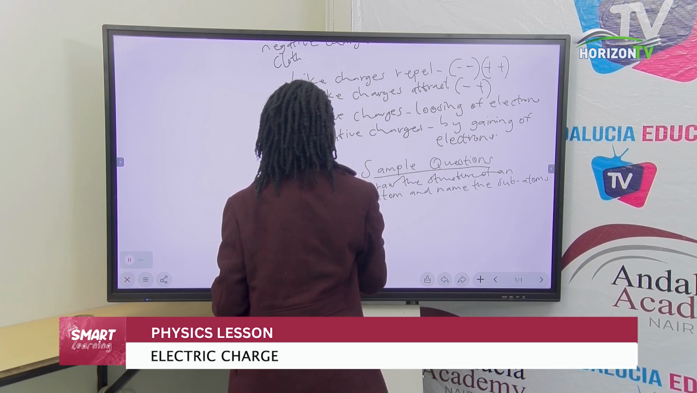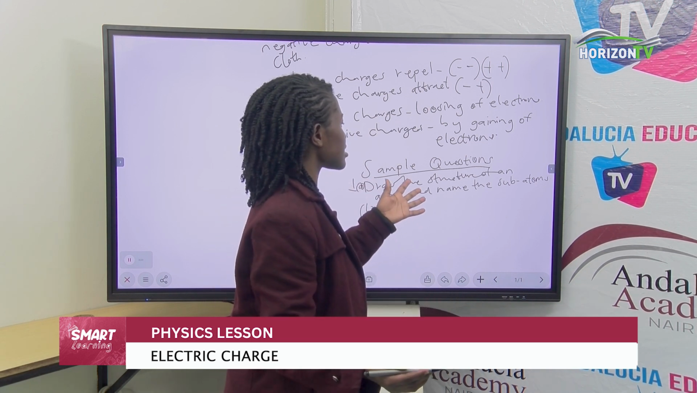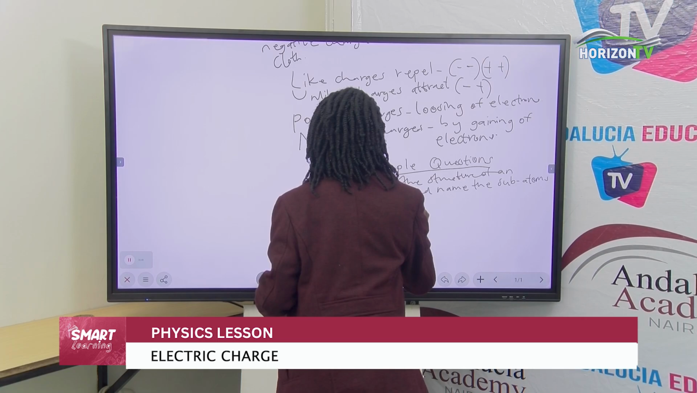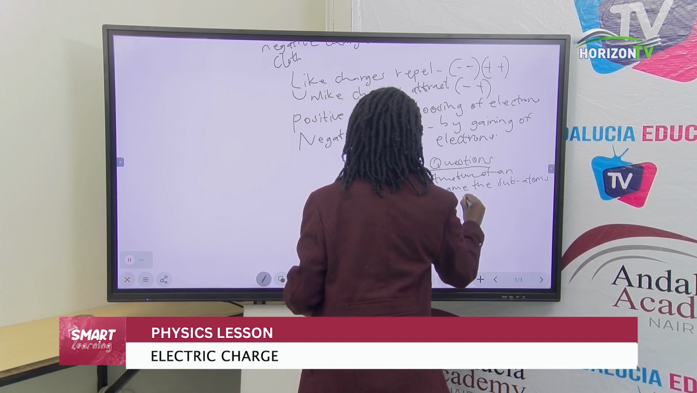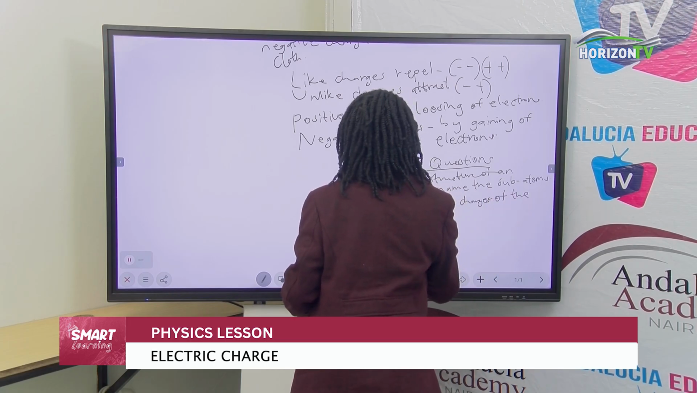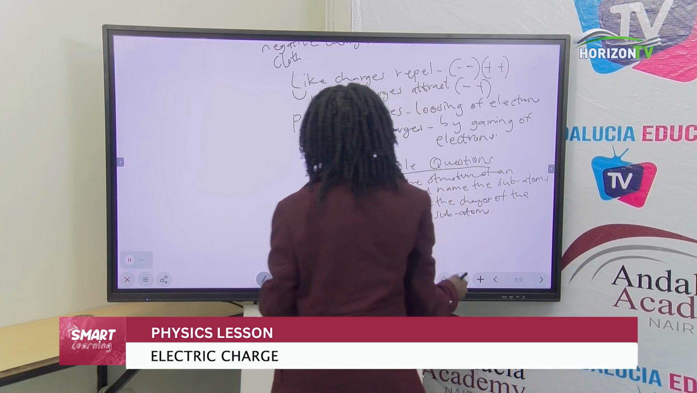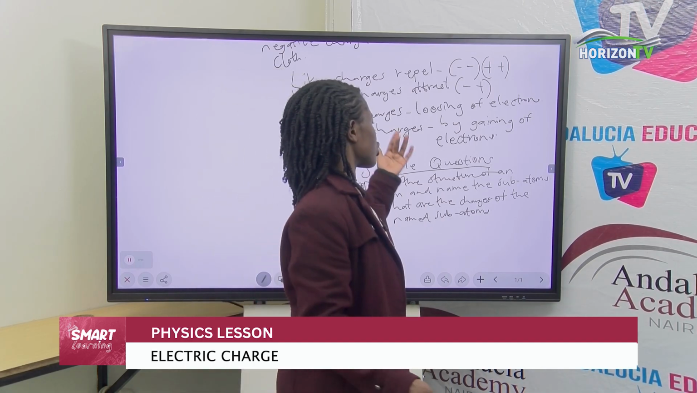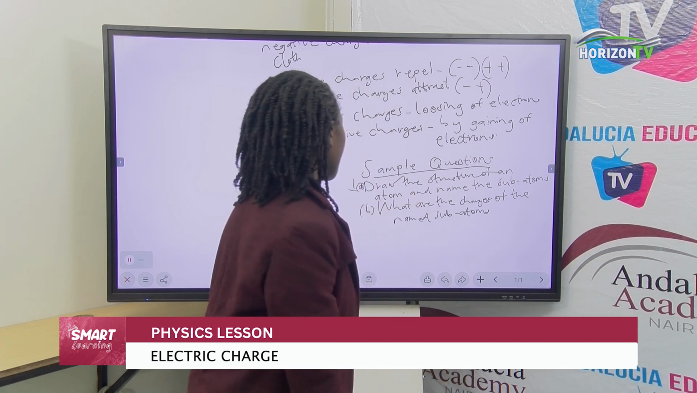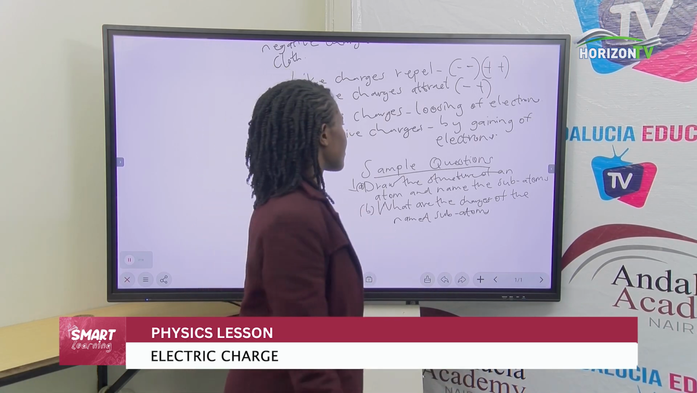And 1B, they will tell you, what are the charges of the named subatoms? The reason why I didn't ask where are they found is because it's automatic. After you name them, you can at least locate where they are found. Another question they can be asked, they can draw the rod and the cloth, and they tell you, can you explain the observation and all that?